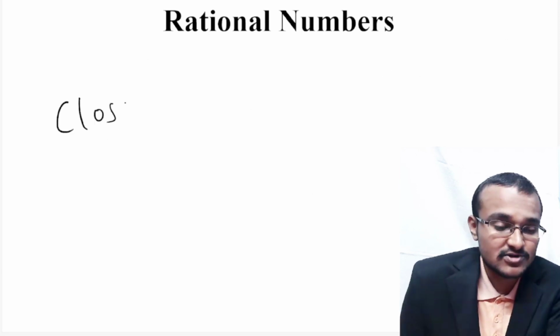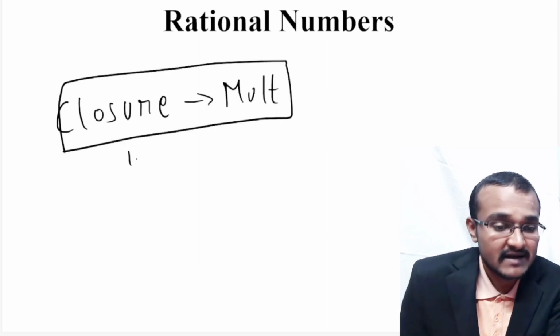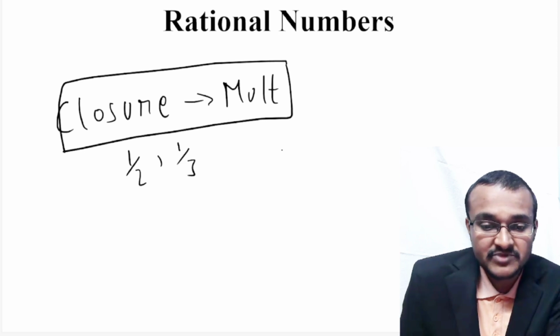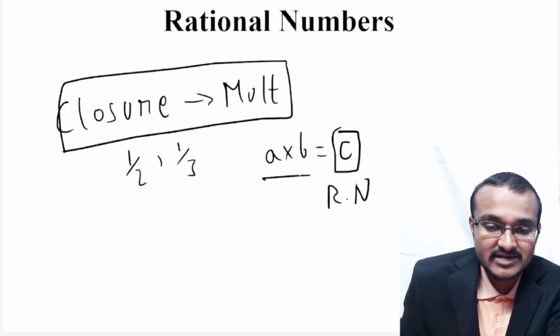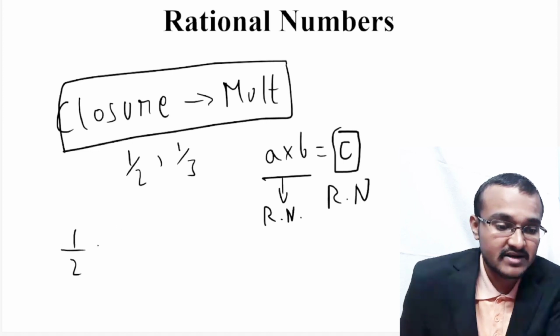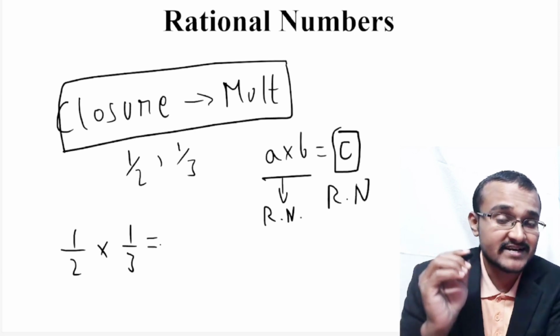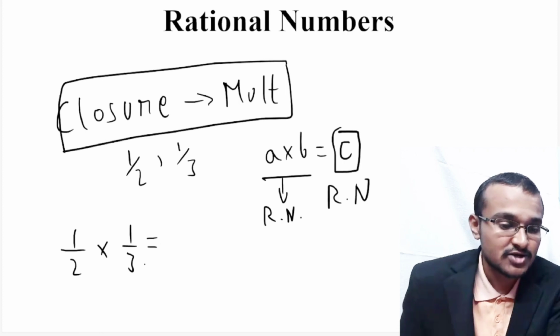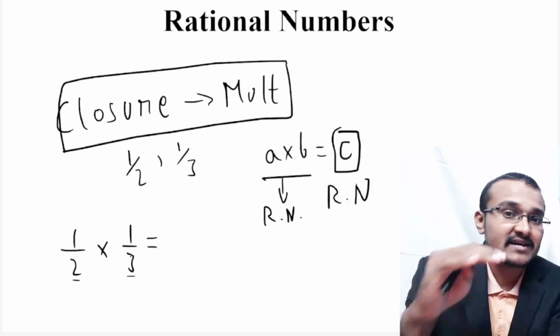Now let us check closure property under multiplication for these rational numbers. I am taking the same example, 1 by 2 and 1 by 3. Here also, if you multiply two rational numbers, the result should also be a rational number. Now 1 by 2 is one rational number, 1 by 3 is another. While doing addition and subtraction, you should take the LCM of the denominators, multiply individually with those numbers, and divide the whole by the LCM.